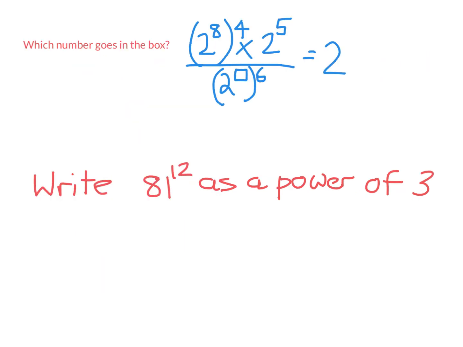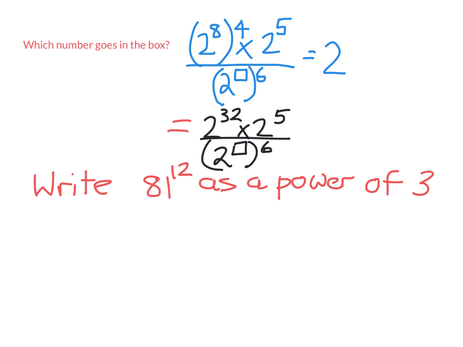So which number goes in this box here to make this a true statement? Well, let's go and figure out this top part here. So we have a power to another power, and we know that when that happens, we keep the same base and multiply the powers. Now on the bottom, we're just going to leave that as 2 to the power of something to the power of 6. Now we want that to equal 2. 2 is the same as 2 to the power of 1.